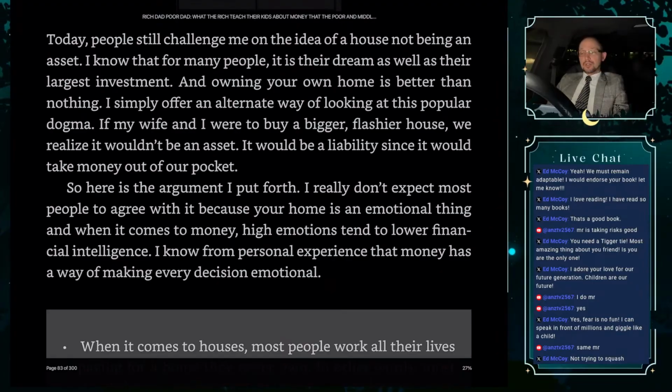Today, people still challenge me on the idea of a house not being an asset. I know that for many people, it is their dream as well as their largest investment, and owning your own home is better than nothing. I simply offer an alternate way of looking at this popular dogma. If my wife and I were to buy a bigger, flashier house, we realize it wouldn't be an asset. It would be a liability since it would take money out of our pocket. So here is the argument I put forth. I really don't expect most people to agree with it because your home is an emotional thing. And when it comes to money, high emotions tend to lower financial intelligence. I know from personal experience that money has a way of making every decision emotional.